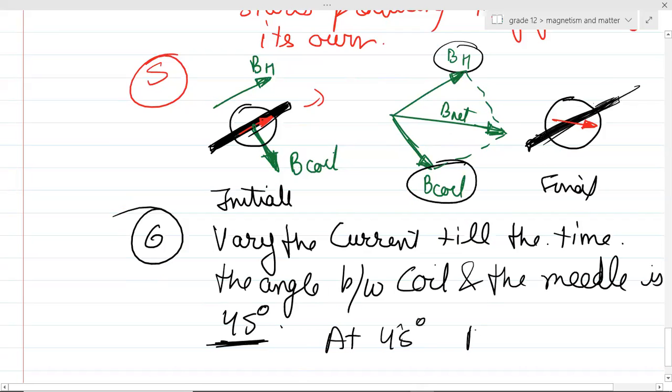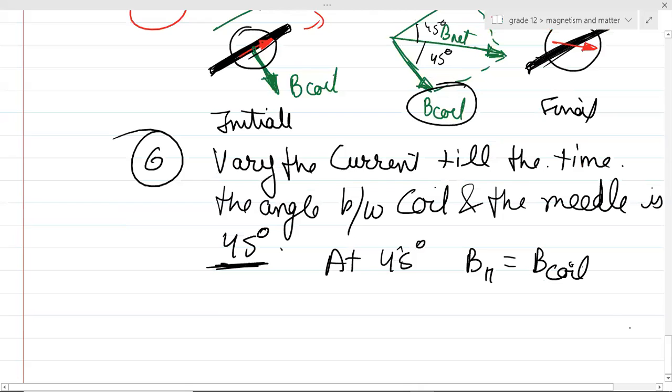Yes or no? We know this particular thing, no? When both of them are equal, then only the angle between them is 45 degrees, right? When both the components are equal. Yes or no, guys? Yes, sir. And we have the instruments to calculate the value of B coil.